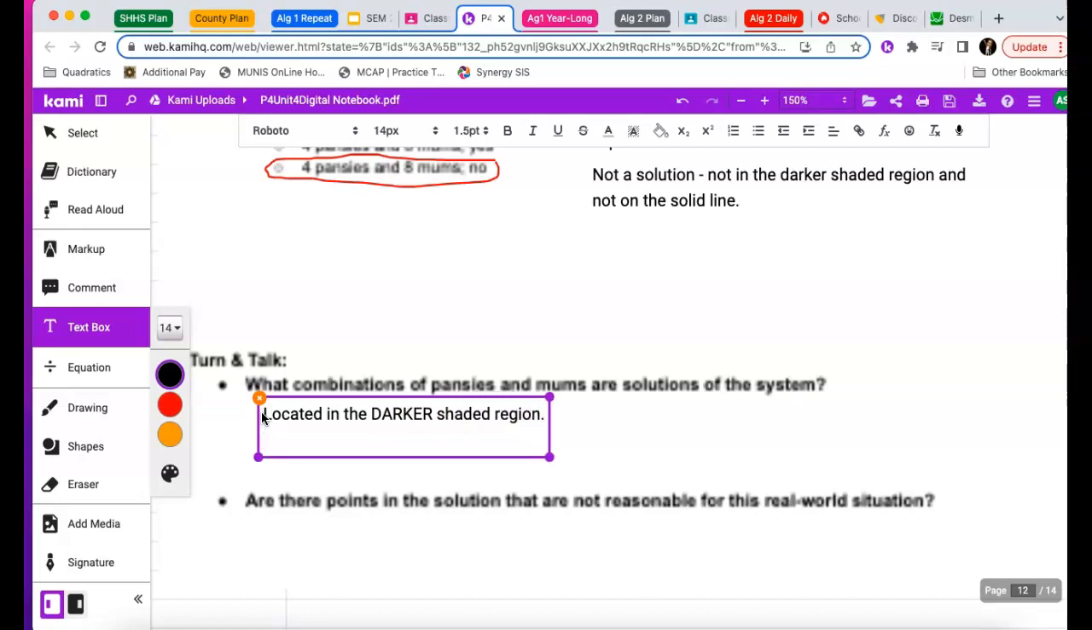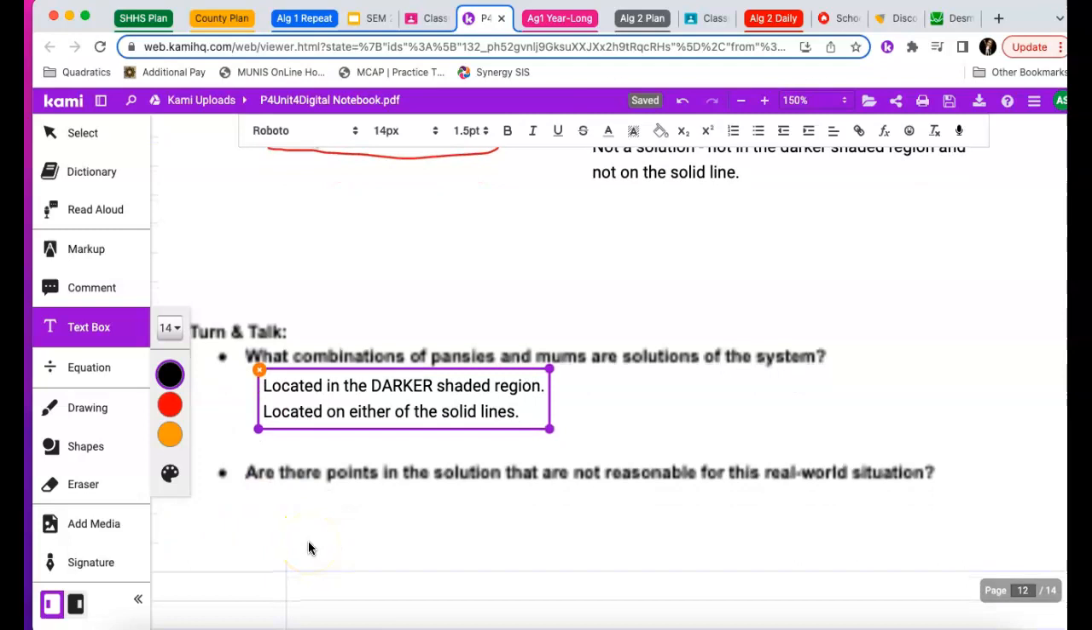Our solutions also are located on any of the solid lines. So if there's a point in the darker shaded region or on that line, then it is a solution.